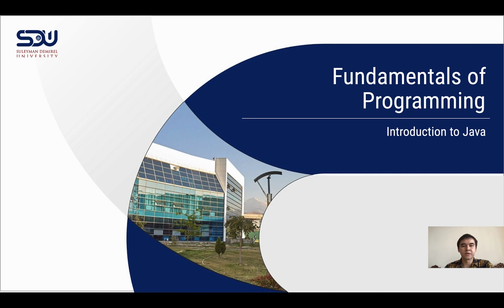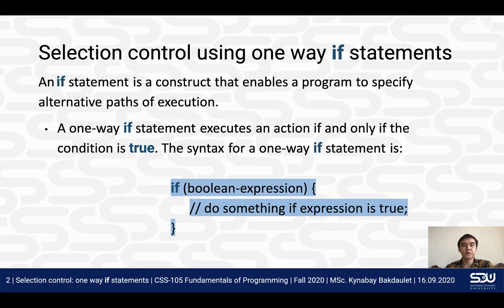One-way if statement. Selection control using one-way if statements. An if statement is a construct that enables a program to specify alternative paths of execution. A one-way if statement executes an action if and only if the condition is true. The syntax for a one-way if statement is shown below.